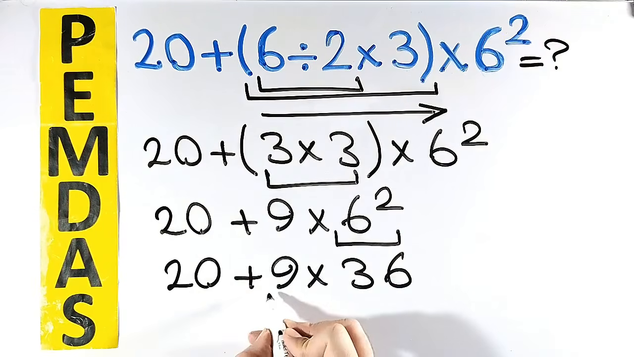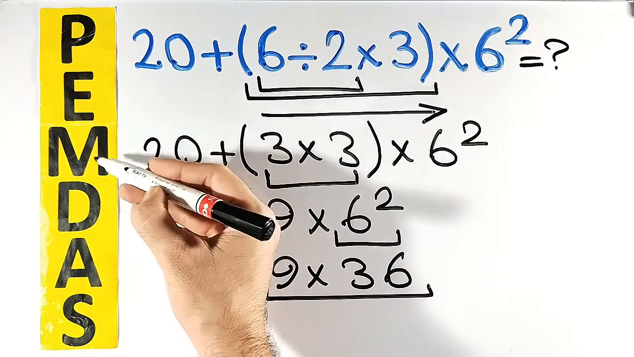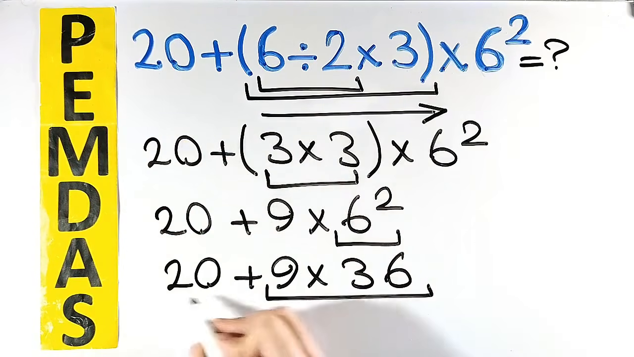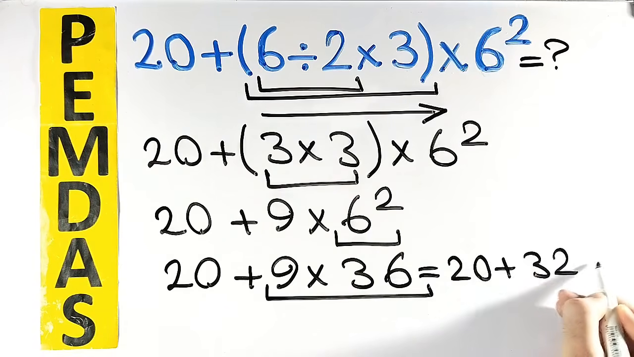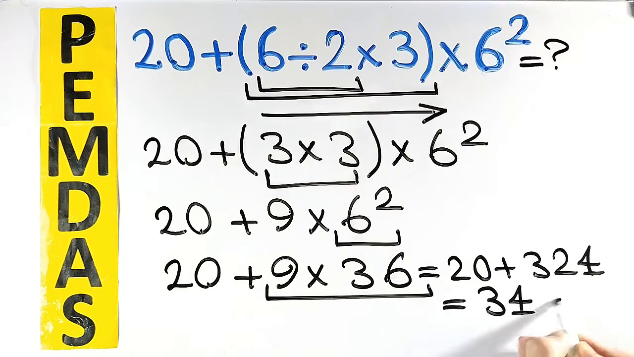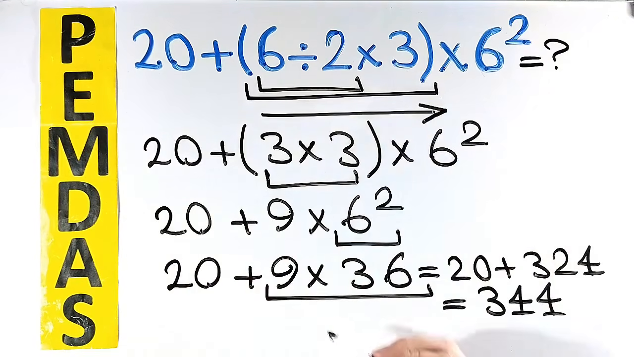In the final step, we go for the multiplication between 9 and 36 because multiplication has a higher priority than addition. So we rewrite this expression as 20 plus 324, which finally gives us the answer 344. Okay, now let's solve another math question together.